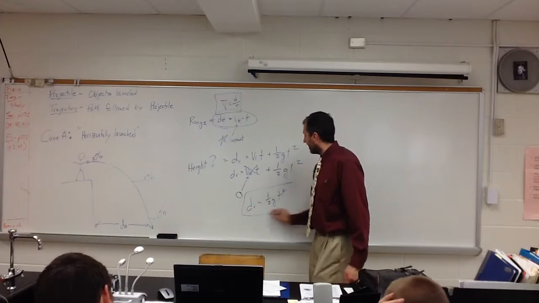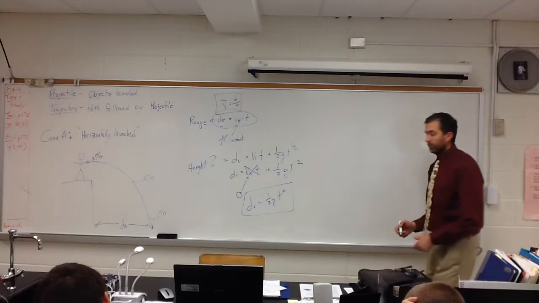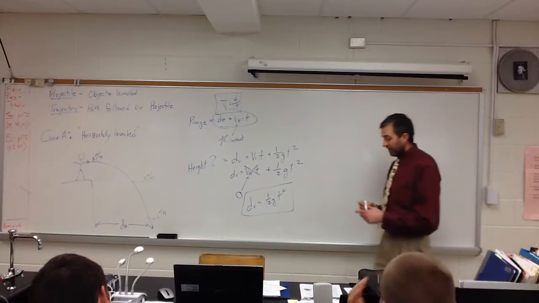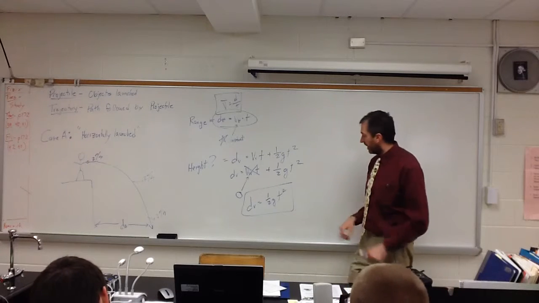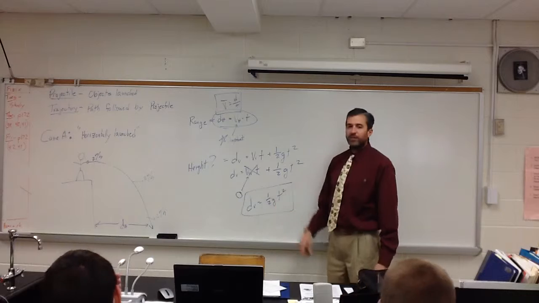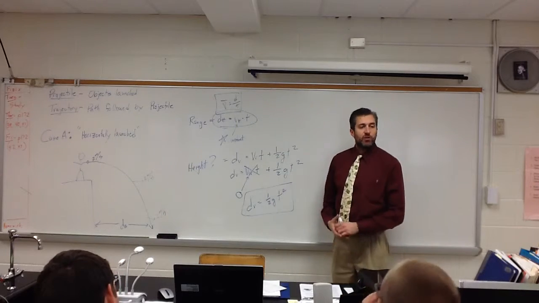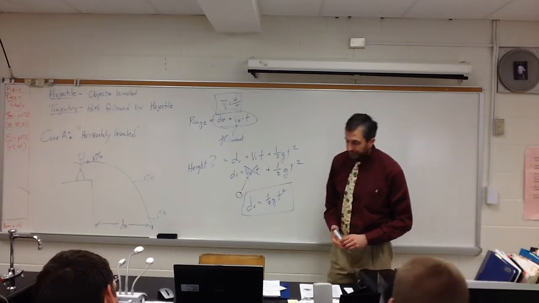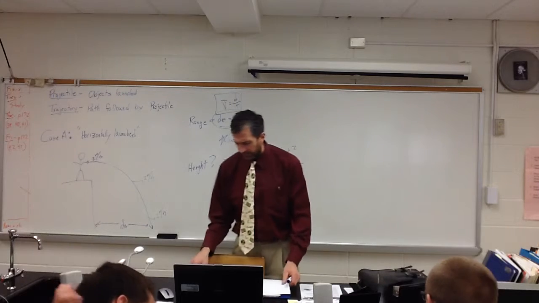So if you know the time, you always know gravity. If you know the time, you can say, oh, it fell for 2 seconds, 2 squared times gravity divided by 2. Done. You know how high the cliff is. It's that easy. So let's do a quick example of this.